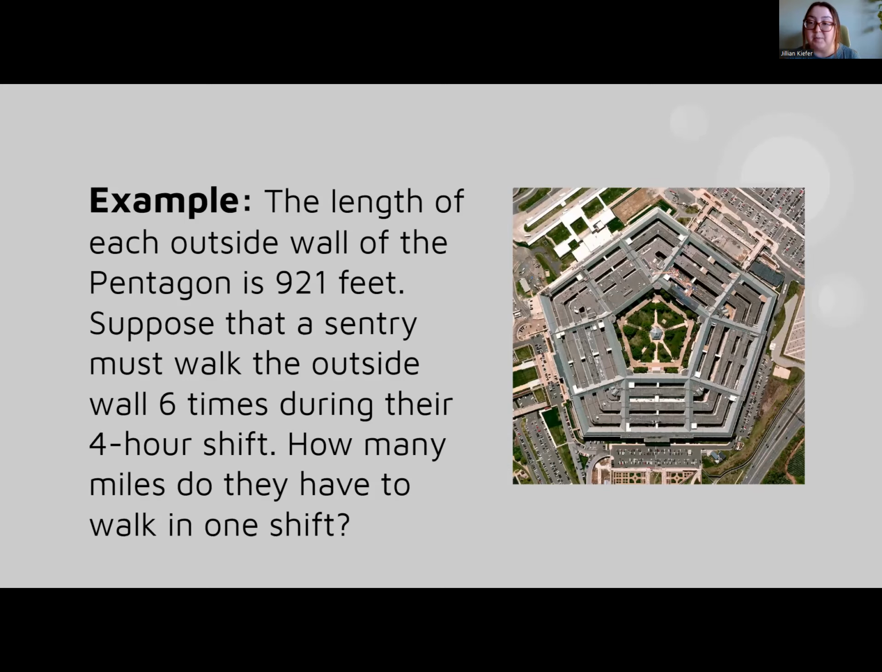There's 5 of them. We can even count 1, 2, 3, 4, 5. So there's 5 outside walls altogether. So we would have that length times 5 there. And then our sentry here is going to walk that 6 times. We're going to convert that into how many miles they actually will walk. So we'll do a little bit of converting between feet and miles. So, all right, let's go ahead and do this one together.